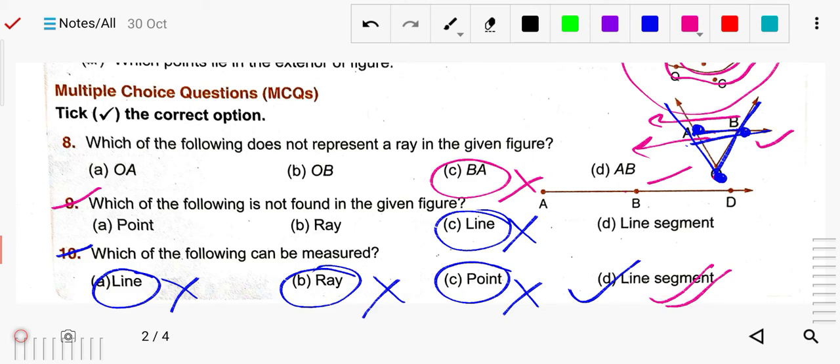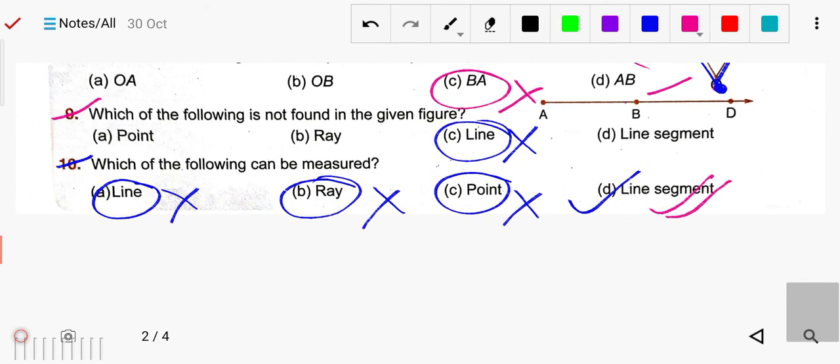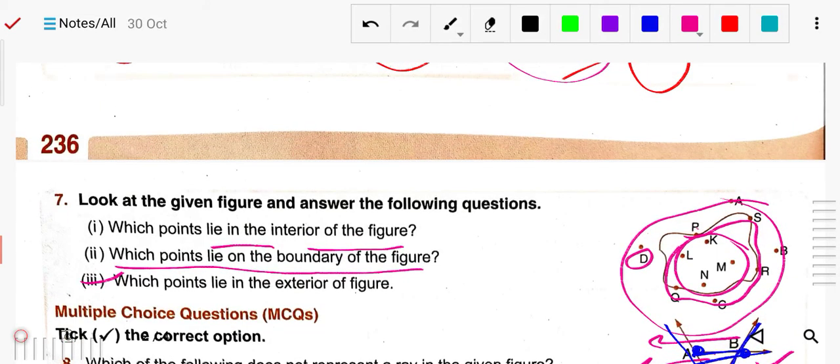So you just do it and also solve the revision exercise of the same chapter. This is your homework.